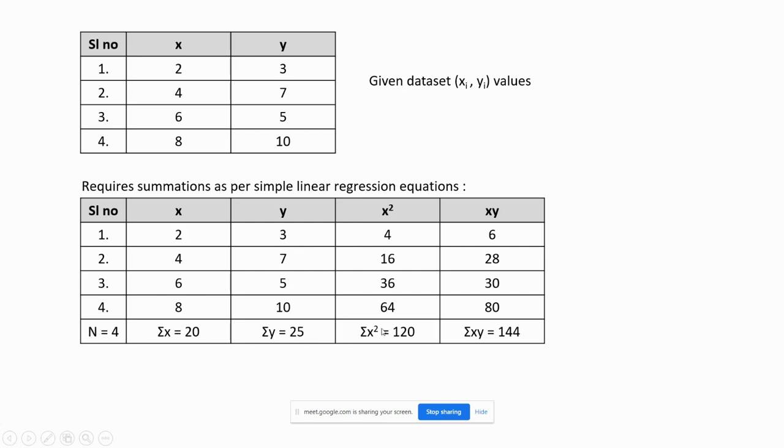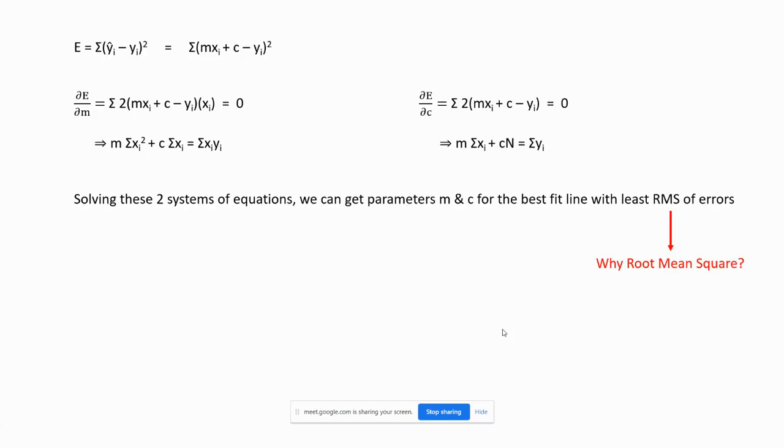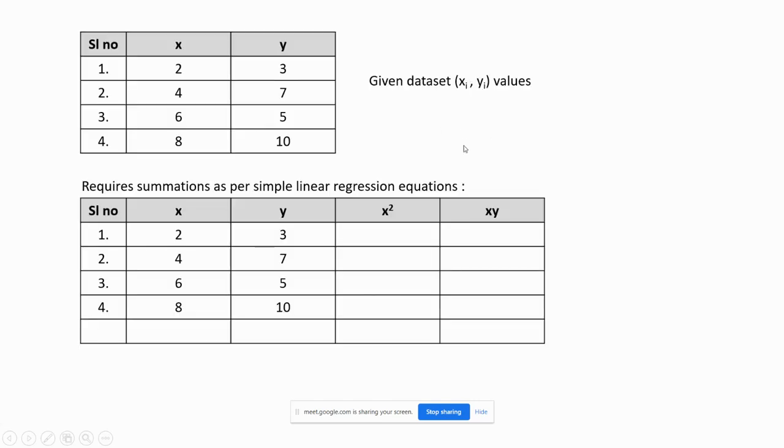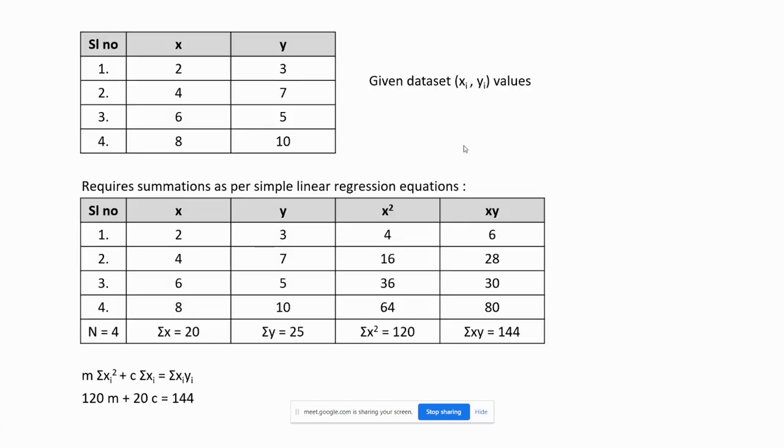Now that you have these data sets, what you need to do is plug these values into these two equations. All of these values, except m and c, are plugged into the equations, and we will have two linear equations in two variables to solve. That is this and this. Can you follow this? Yes, ma'am. Okay, good.